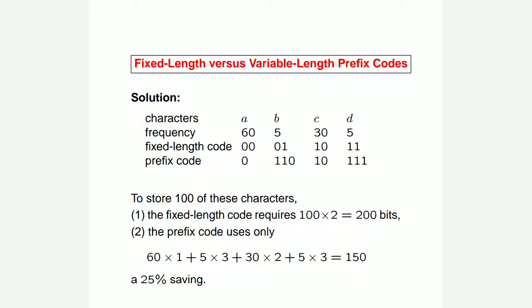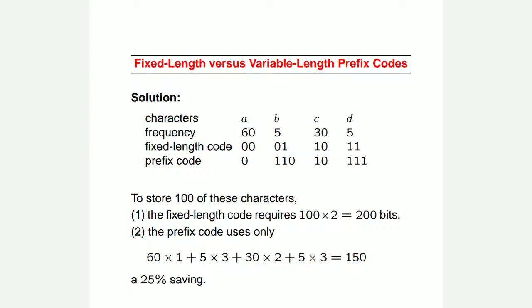For example, 0 is the code for A. Do you find the code of any of the other 3 characters beginning with 0? No. B is 110, C is 10, and D is 111. Similarly for B, the code is 110. Do you find 110 as the beginning of any other code? No. So this is why it is called a prefix code.